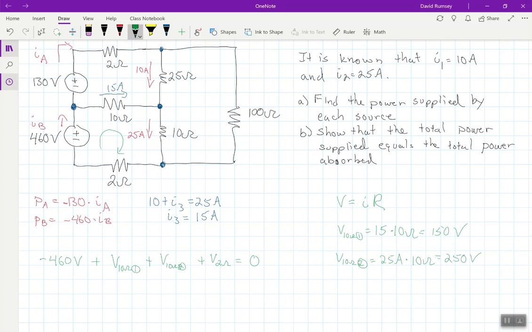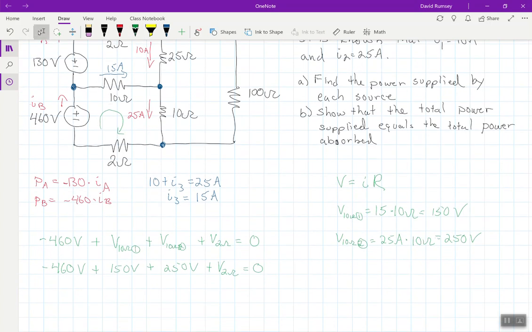And so now I wind up with getting an equation. I have negative 460 volts plus, here I'd have 150 volts plus 250 volts plus the voltage across the 2 ohm resistor, and that's all equal to 0.